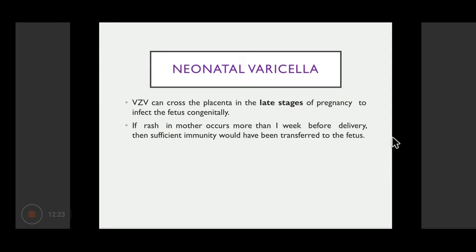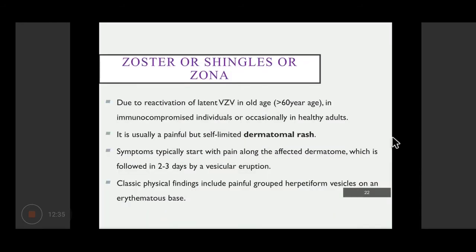If the mother has got the disease 1 week before delivery, then it is unlikely that the neonate will get this disease. All right, then the second entity is zoster, or shingles, or zona. This is mainly due to reactivation of the latent varicella zoster virus in old age, mainly in immunocompromised individuals or occasionally in healthy adults.